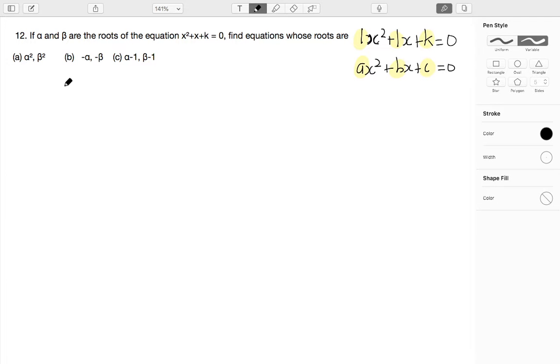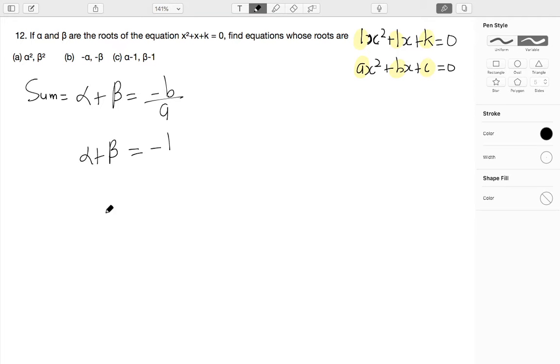The first thing is, since we're doing Vieta, we need to set up the sum and product rules for the original equation. So for the original equation, the sum of the roots, of course, is alpha plus beta. And that's equal to, always, negative b over a. What is negative b? Here we can see that b is 1, right? So negative b must be negative 1. That's equal to negative 1 over, what is a? A is 1. So we can just write it as minus 1 instead of minus 1 over 1. So alpha plus beta is equal to minus 1.